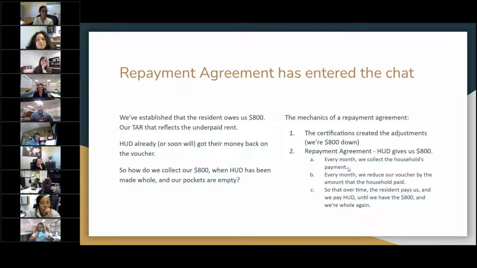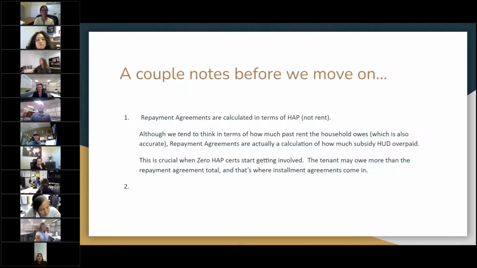Really, the resident owes us money, but HUD says it's not your fault. Here's your money. Now, as the resident gives you money back, you give it to me, and then you're good. We're going to see that hopefully a little more clearly and straightforward on the ledger as we go through our example.